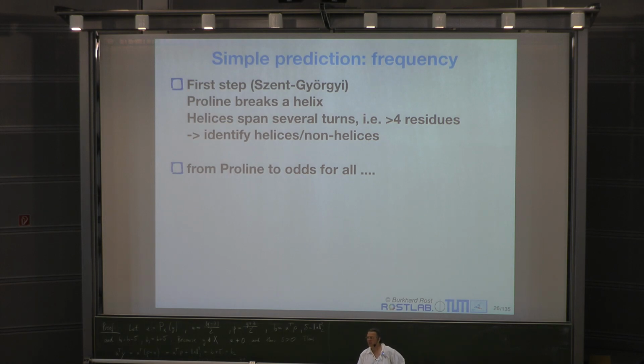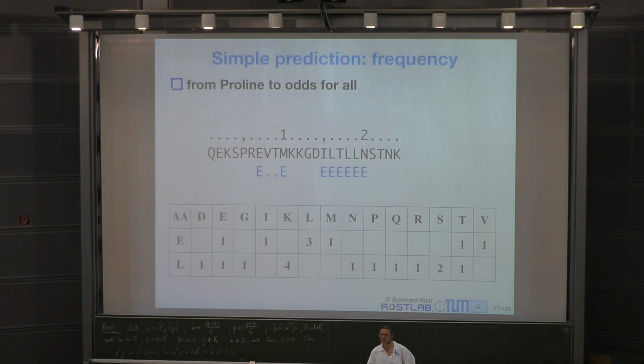Now, essentially, we talked about that briefly, going from proline breaks a helix to an odds ratio or some probability for all 20 amino acids. It's very simple. You take a large database from DSSP, from the known structures from the PDB, 100,000, you filter out things that are biased, and then you begin the count of this table here, and essentially you get a probability matrix.